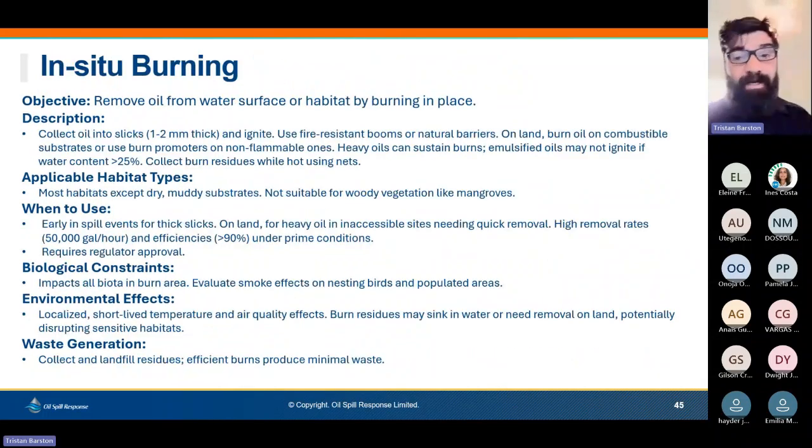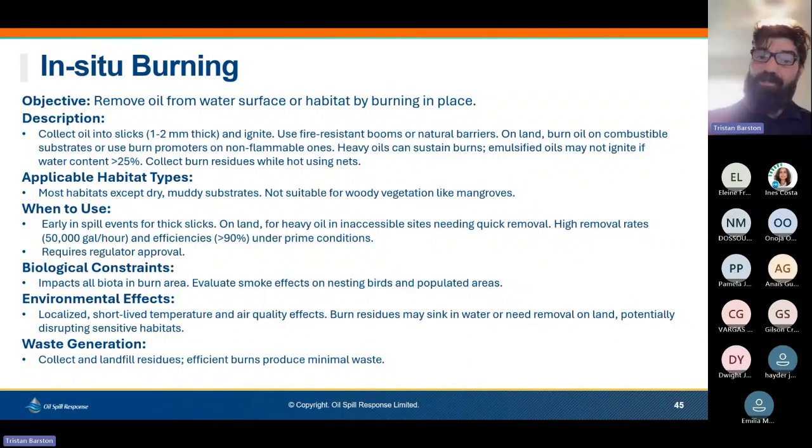Obviously, in situ burning, again, can be very effective when used in the right way. If it's a tool that we can use, then we identify that, and in our planning process, we'll get the right permissions prior to us needing it.